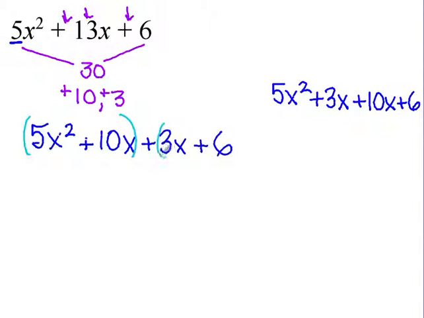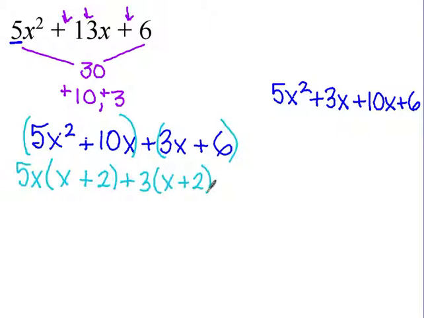Let's go ahead and group. What can you take out here? 5x. What does that leave me with? x plus 2. Good. What can you take out here? 3. What do you get? x plus 2. So one of my factors is x plus 2. Good. The other factor? 5x plus 3. So now let's see if in fact I get the same thing over here.